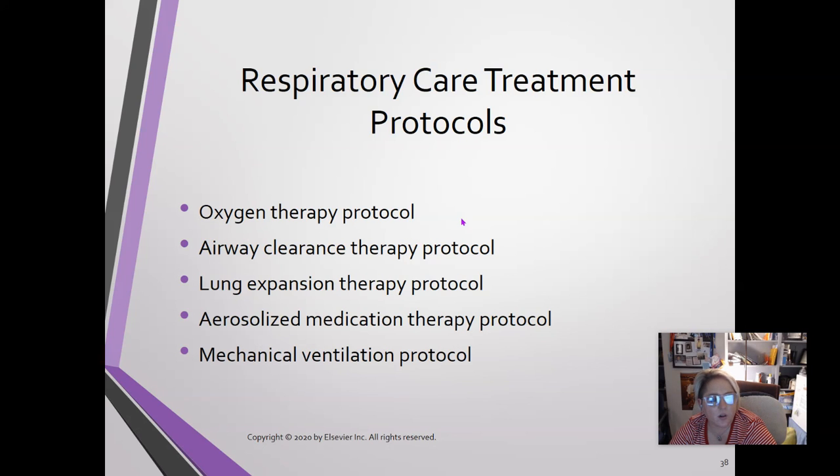Mechanical ventilation protocol: NIV or ventilator is okay. It just depends on what's best at the time.